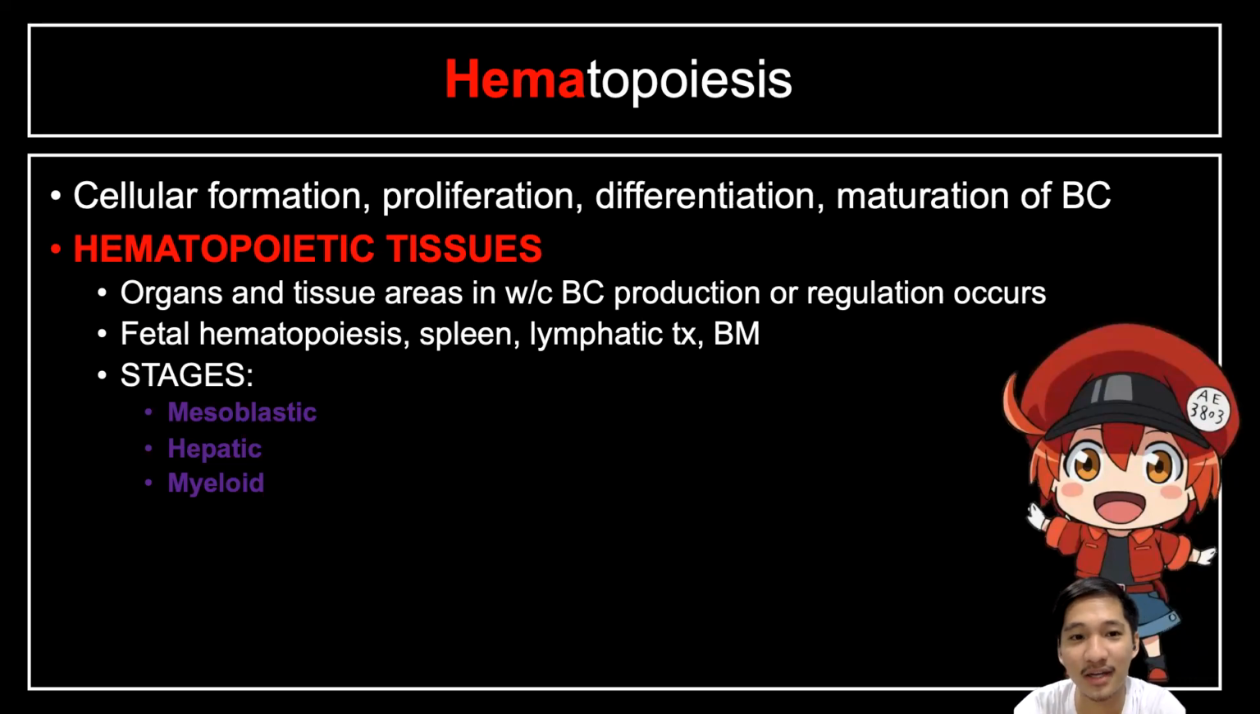So we have various types of hematopoietic tissues. These are organs and tissues or tissue areas in which the blood cells are produced or the regulation of production occurs. We have the fetal hematopoiesis, we have also the spleen and the lymphatic tissue as sites for blood cell formation, and lastly, at birth and postnatally, we have our bone marrow. So we have several stages of hematopoiesis. We have three: first the mesoblastic stage, next the hepatic stage, and the third stage is the myeloid stage. We'll be discussing them individually on the following slides.